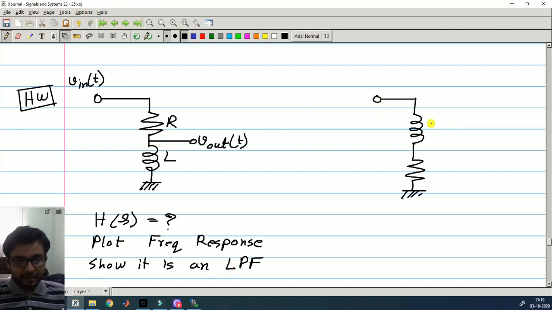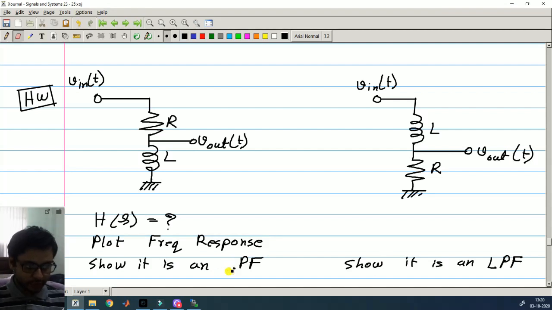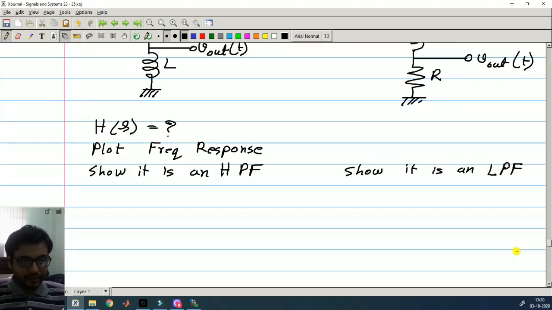Also here, if you change the position of R and L, and you give input V in(t) here and measure the output from here, then find the transfer function, plot the frequency response, and show that it is a low pass filter. I'm sorry, this one is a high pass filter. This is a high pass filter, and the other is a low pass filter. Okay, great.